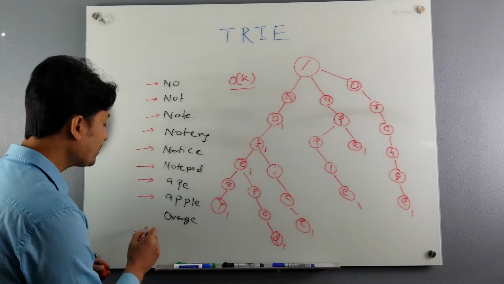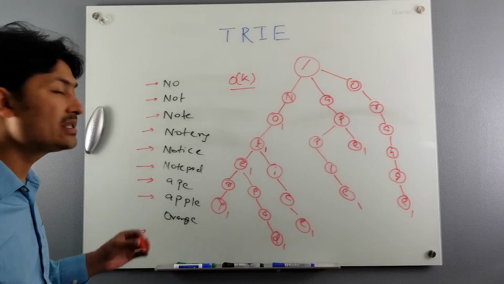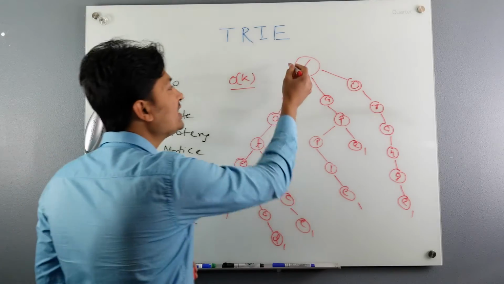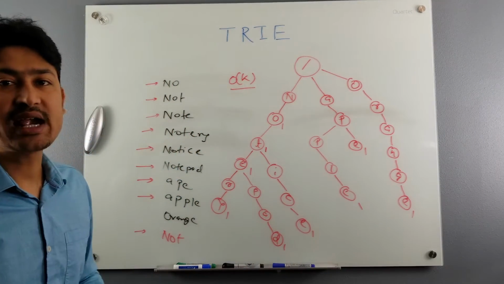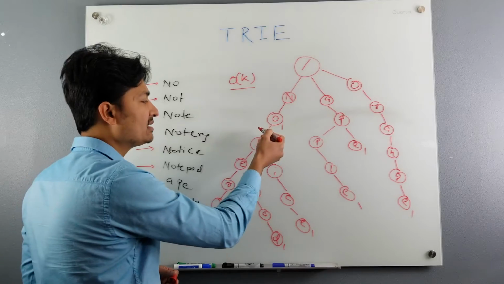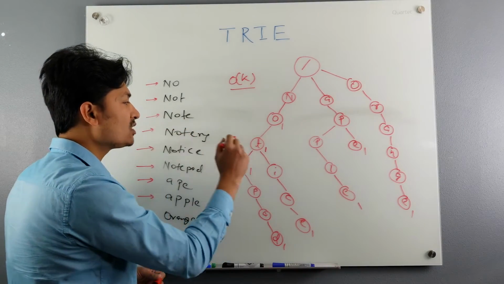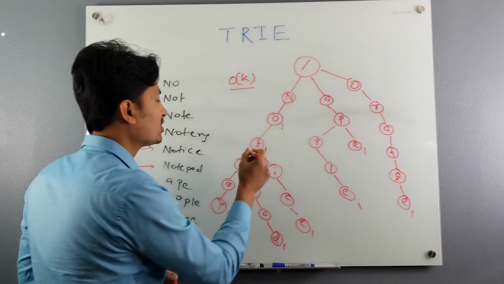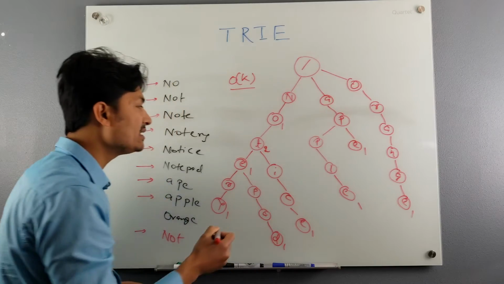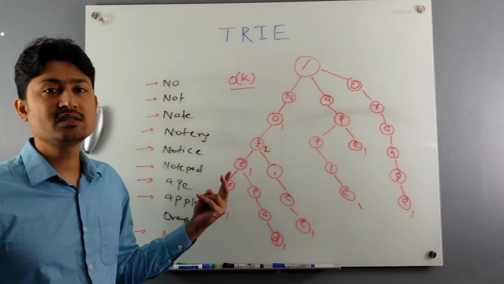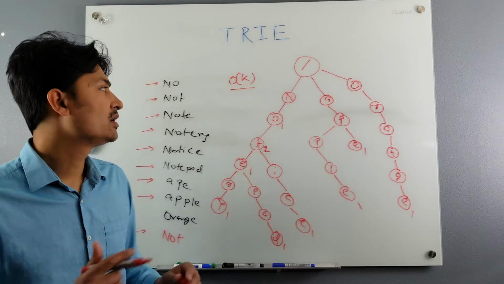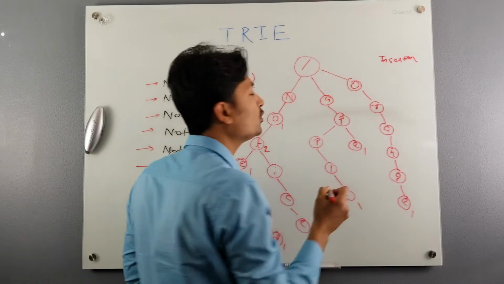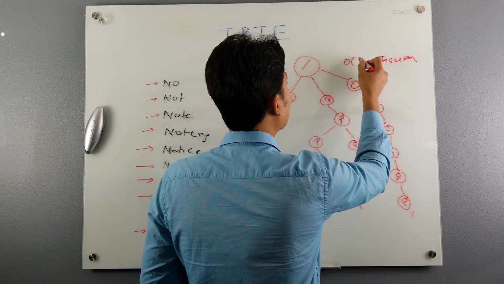If you take some more examples, for example, if you again need to add the word not, then you again start with the root node, asking, do you have any child N? It says yes. O, yes. T, yes. So every time, when your word is finished while insertion, you increment the count. So this time it will be 2. It means you have 2 occurrences of the word not. So we talked about insertion of words into the trie, which is O(K).